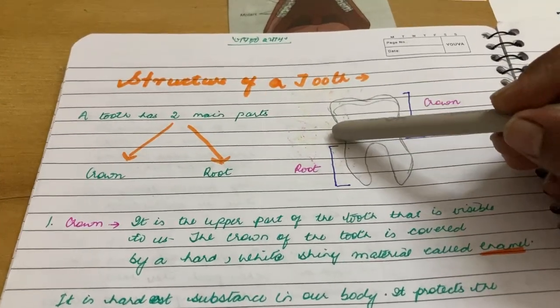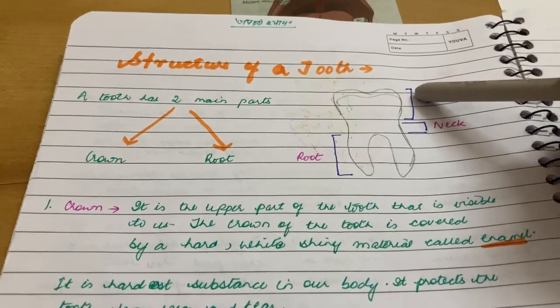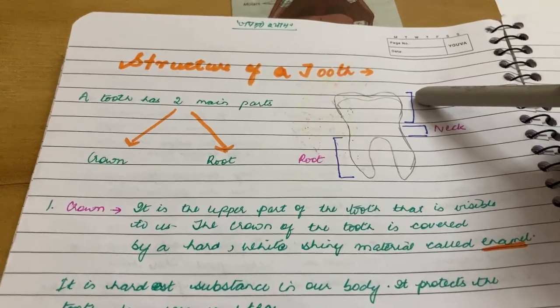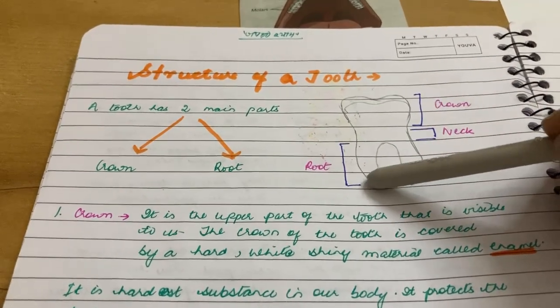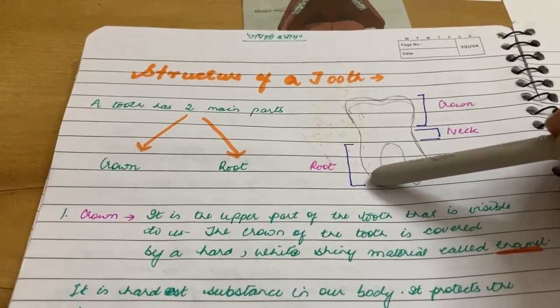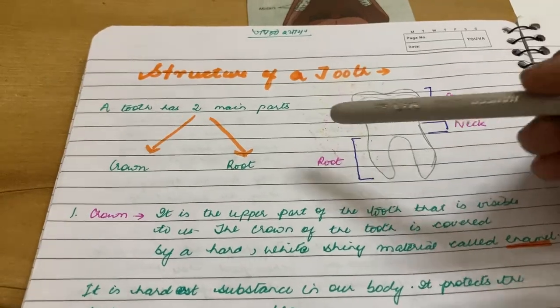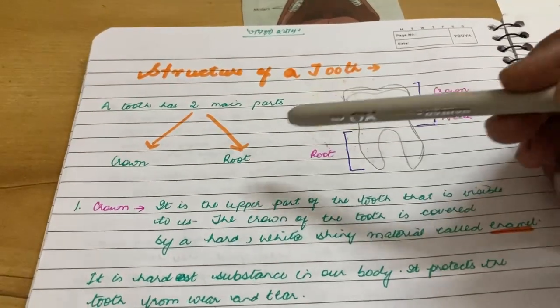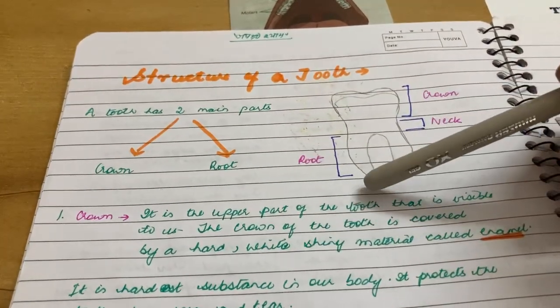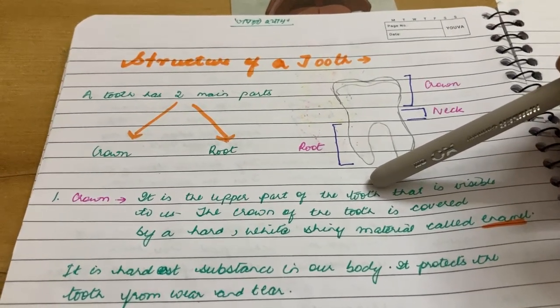So what is the crown? As we can see, the crown is the upper part of the tooth that is visible to us. The root part we can't see. The below root part of the teeth is what we cannot see, as they are under our gum. Yes. So for crown, what I have written, it is the upper part of the tooth that is visible to us.